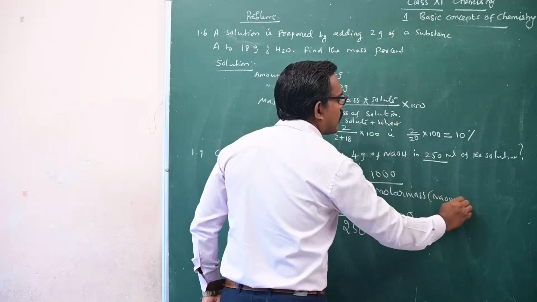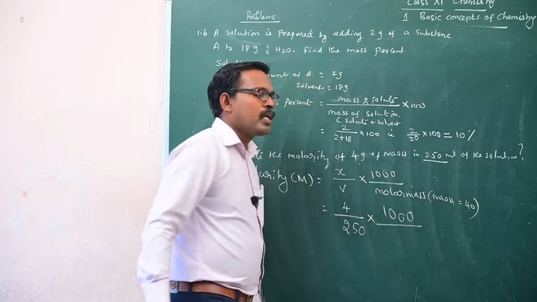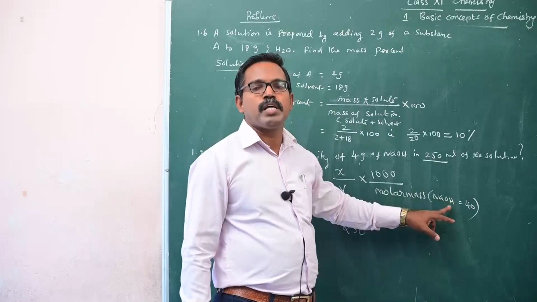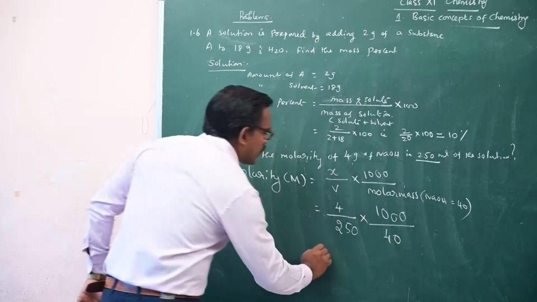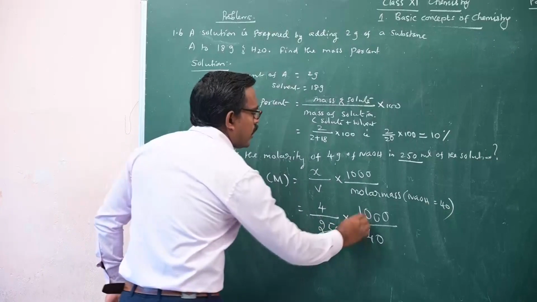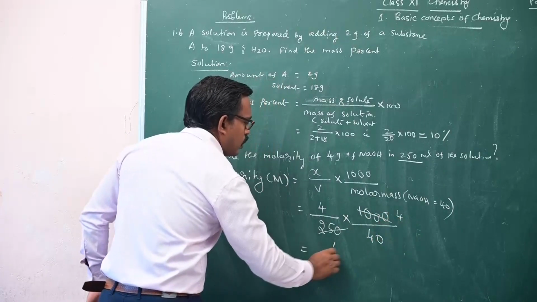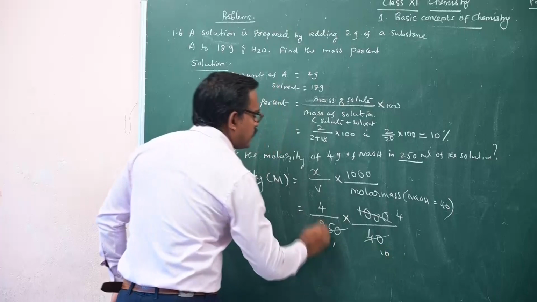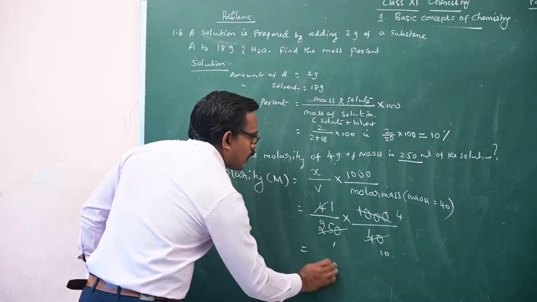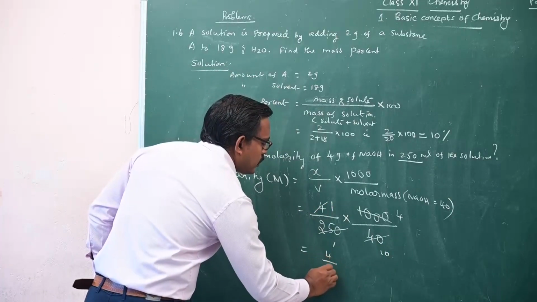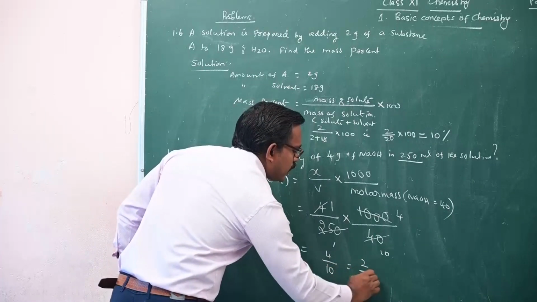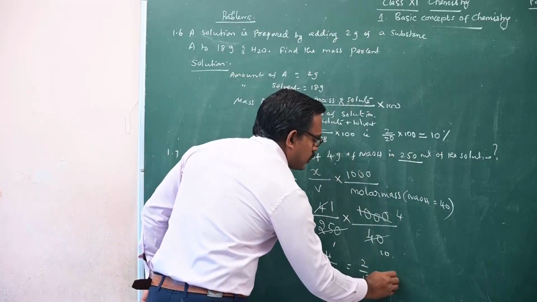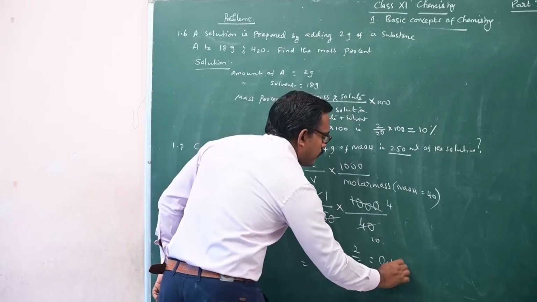Molar mass of sodium hydroxide is equal to 40. That is 23 plus 16 plus 1, that is 40. So here 10, here 1. That is 4 by 10, that is equal to 0.4 M.